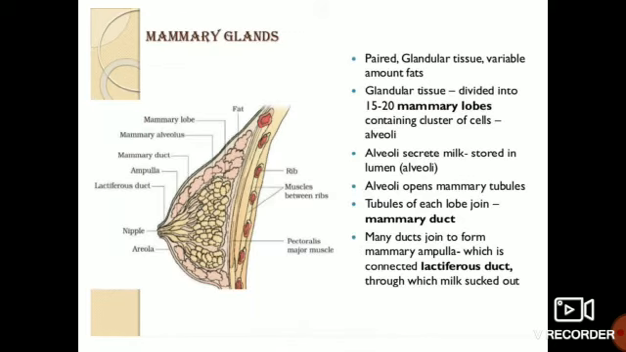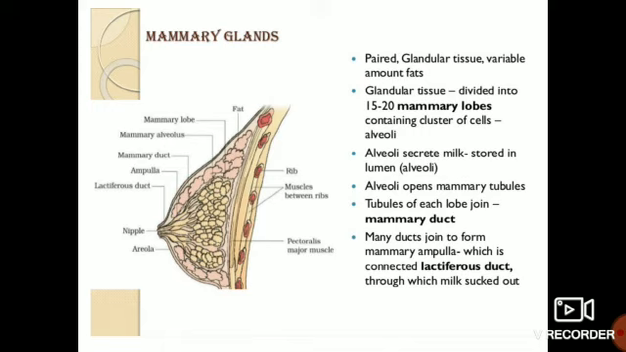Now, mammary glands. This is again a very important topic, because mammary glands are involved in the nourishment of the baby once the baby is delivered. These are paired glandular tissues, with a variable amount of fat inside. Glandular tissue, because glands are meant for secretion. They come under the type of tissues modified for secretion, which we studied in ninth class.